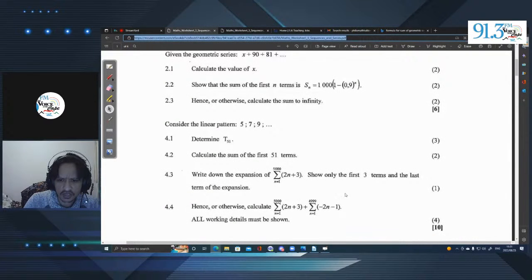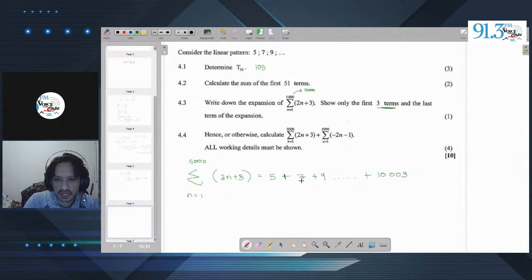So let's just check where they get these values from. Okay, so of course the term 1 for this is negative 3. So what you need to do is, we already got the pattern for this one. We know it's 5, 7, 9. We know it's 5 plus 7 plus 9, dot, dot, dot, plus 10,003.